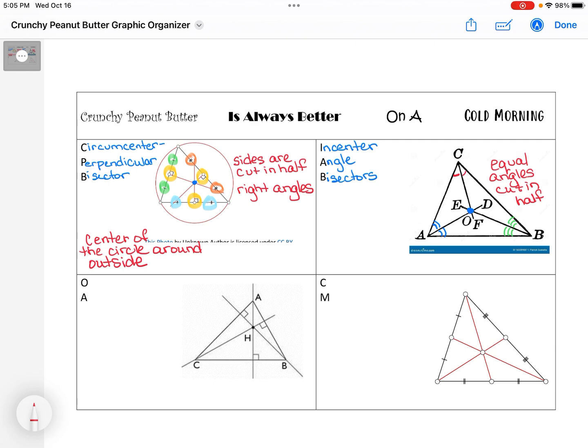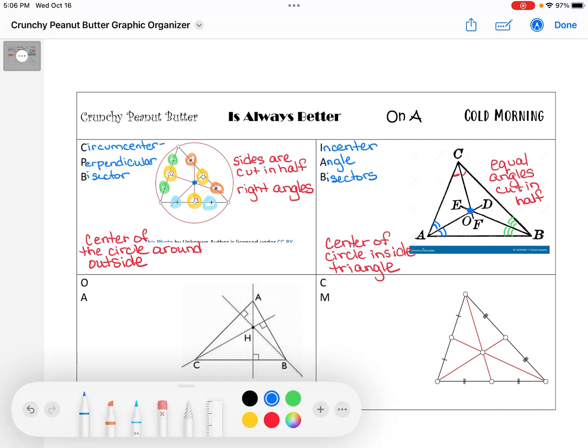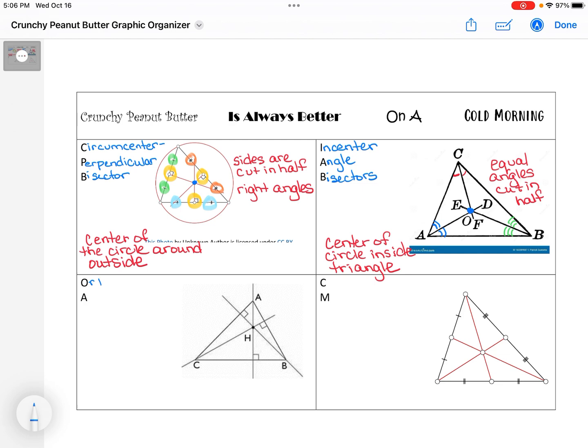Okay, and if you drew a circle inside, it would be the center of that circle. This one doesn't have a circle, so you'll have to kind of imagine. Center of circle inside, inscribed was the word we used, the triangle. That would also be the incenter. Inside, incenter. Okay. On A is totally boring words to remember, but if you remember on a cold morning, you'll get it.